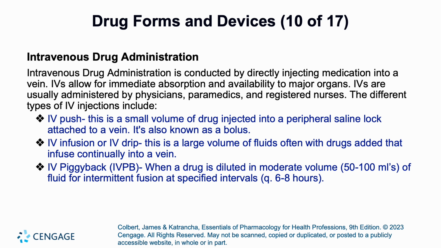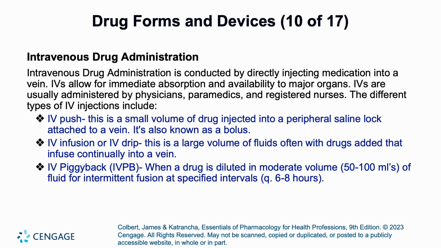Through that, you can give different types of IV injections, including an IV push. An IV push is a small amount of a drug injected into a peripheral saline lock attached to a vein. It's also known as a bolus. So I am pulling up a small amount of a medication. That little catheter is attached to a short tubing, and I'm pushing it in the distal end of that tubing, and then it's going directly into the vein.